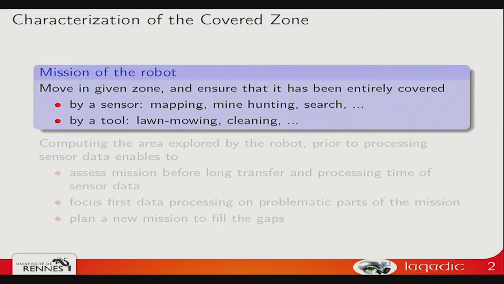So the applications are basically mapping, mine hunting, searching with a sensor like a sonar. But if you have a tool like a blade, it could be lawn mowing. You want to ensure that all the grass has been cut.